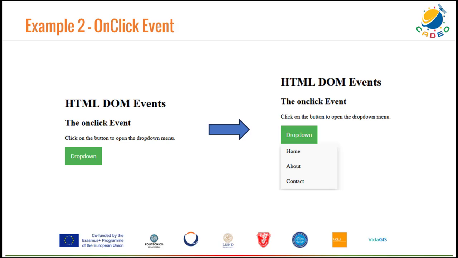In example 2, we implement the onClick event. The onClick event occurs when the user clicks on an element, such as a button, image, or any other interactive part of a web page. You can define the onClick event directly in the HTML element using the onclick attribute. In this example, when the dropdown button is clicked, a dropdown menu is opened.